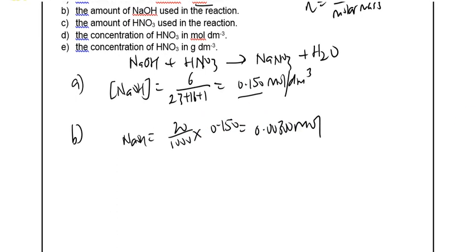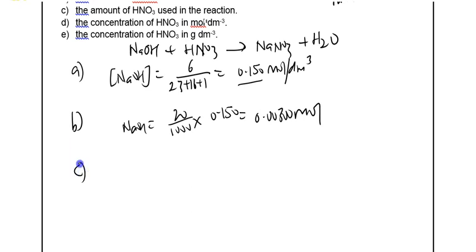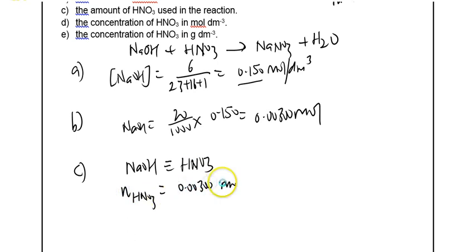Okay. Part C, what is the amount of HNO3 used in the reaction? So based on the equation above, I know that 1 mole of NaOH will react with 1 mole of HNO3. So number of moles of HNO3 is equivalent to the number of moles of NaOH, and this is 0.00300 moles as well.